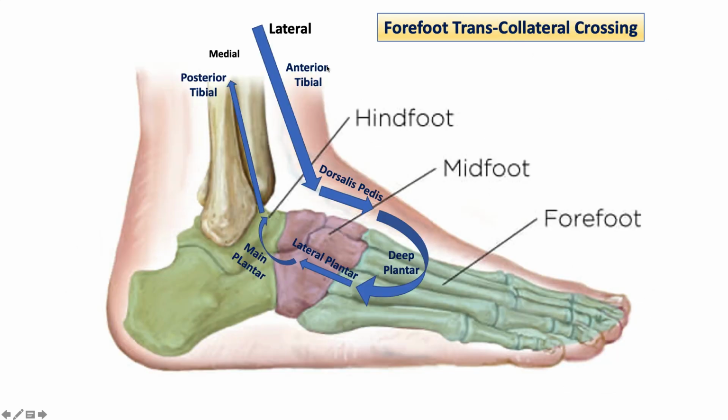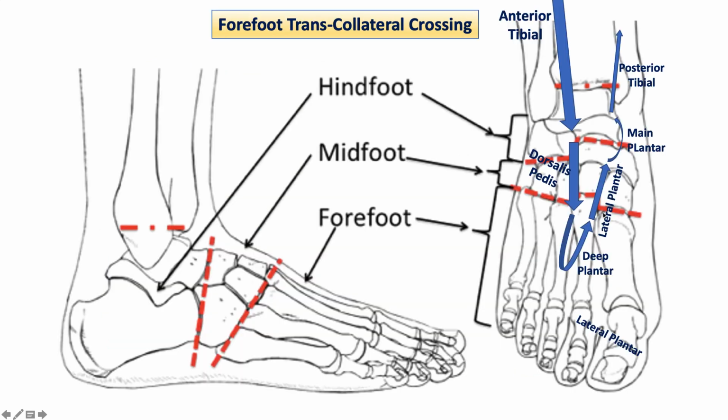Now let's examine the forefoot transcollateral crossing, which is adopted by most operators. So this is going from the anterior tibial dorsalis pedis artery, deep plantar artery through the pedal-plantar loop or pedal-plantar arch, back to the lateral plantar artery most of the time, main plantar and posterior tibial. And this is the AP projection of the previous wire course. You notice it is lateral to medial through the deep plantar, back to the lateral plantar, and then posterior tibial artery.